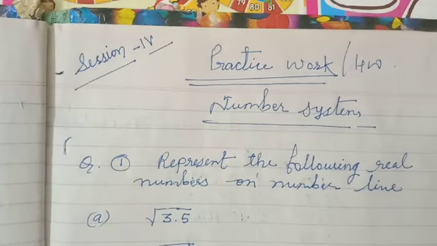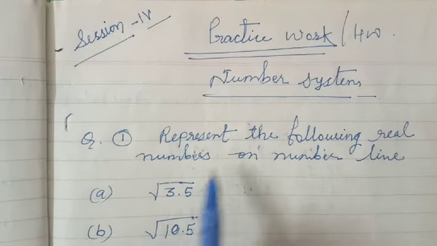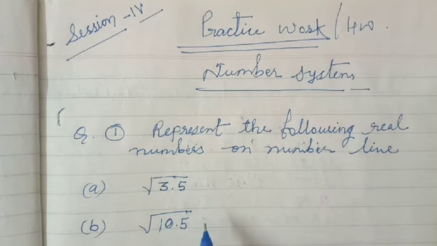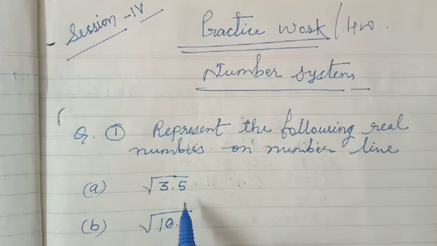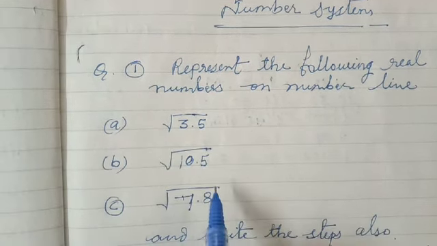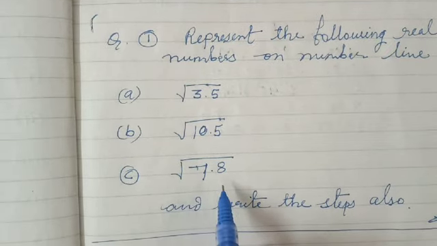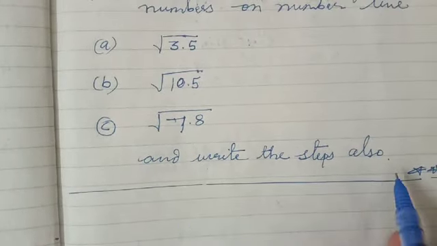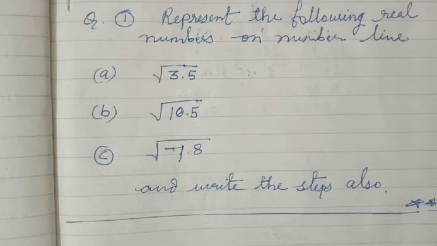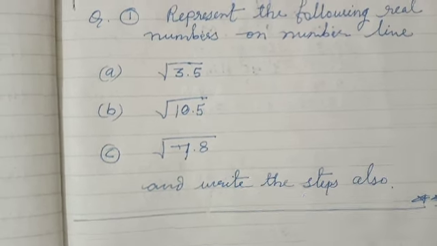Now some practice work for this session number 4 of number system. Represent the following real numbers on the number line. Which type of real numbers here? Square roots of decimal real numbers we should represent on the number line. First under root 3.5, second under root 10.5, under root 7.8, and write the steps also, how you represent it on the number line, step by step. Okay, thank you.